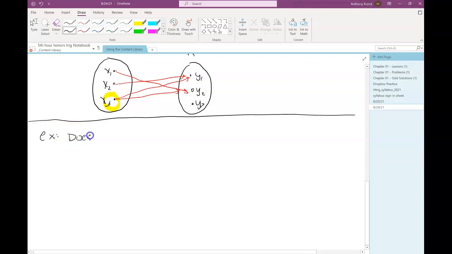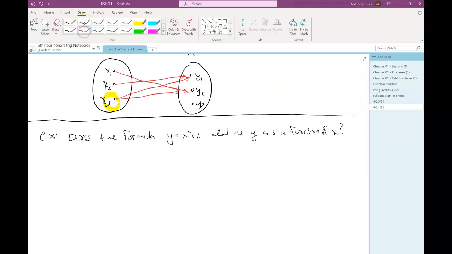Another way we can represent a function is with a formula or an equation. So let's say we have the formula y equals x squared plus 2. And we're asked, does this define y as a function of x?